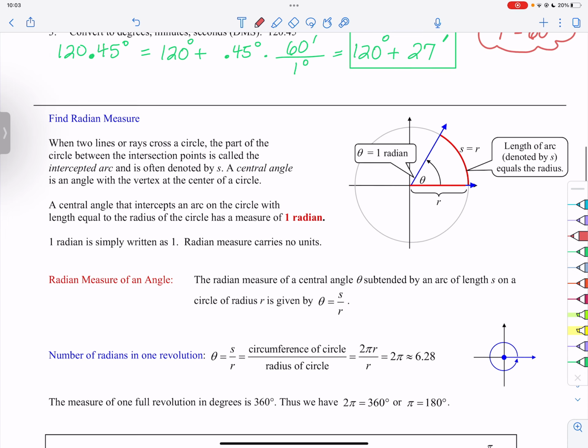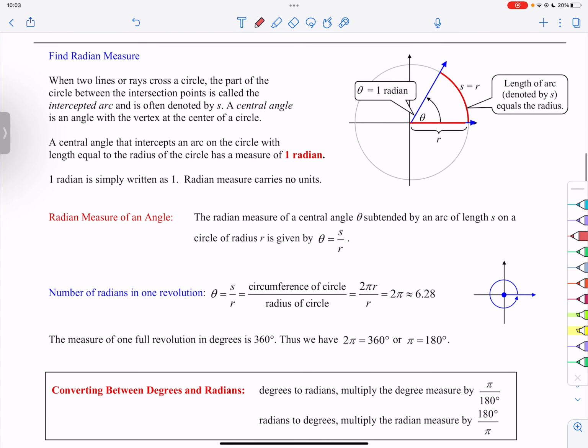Now we're going to move on to radian measures. And radian measures are different than degree measures. And you're going to have to know the difference. And when you're using your calculator, you will have to use either radian mode or degree mode. So now let's go ahead and take a look at what we have.